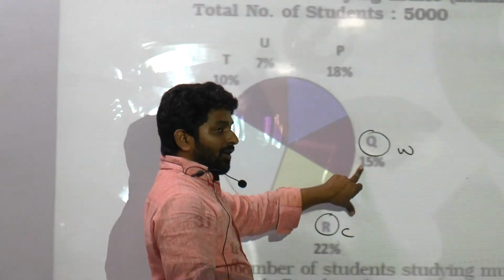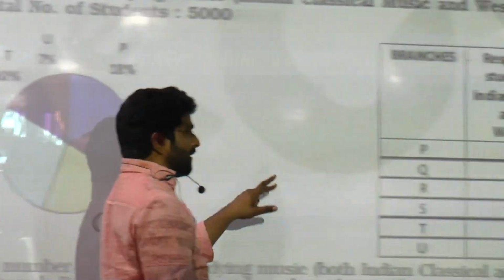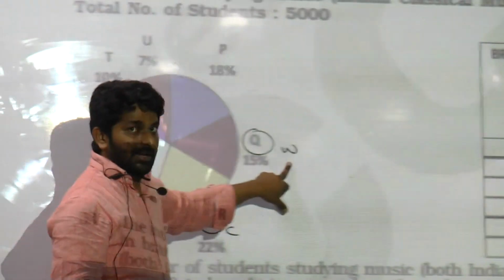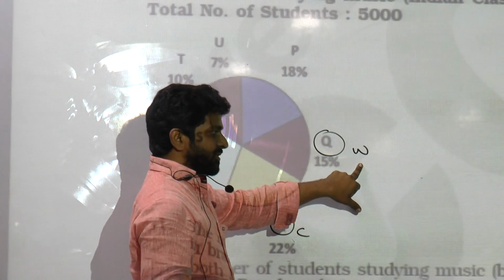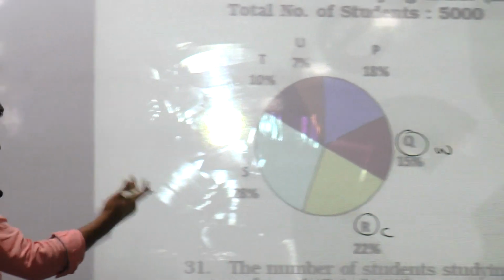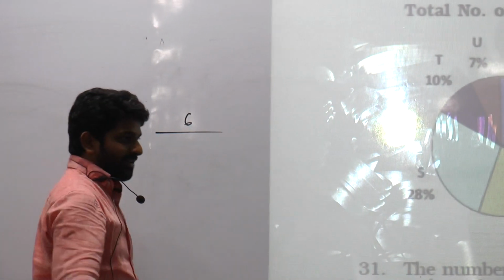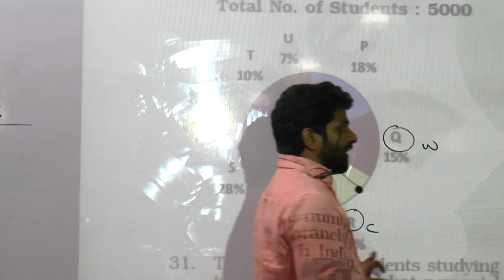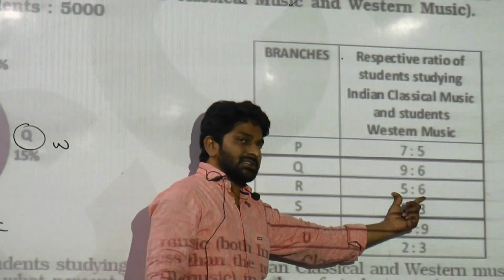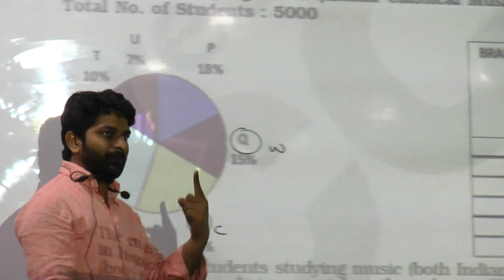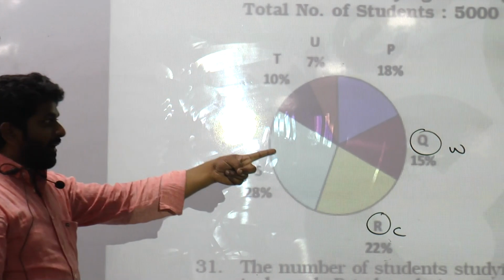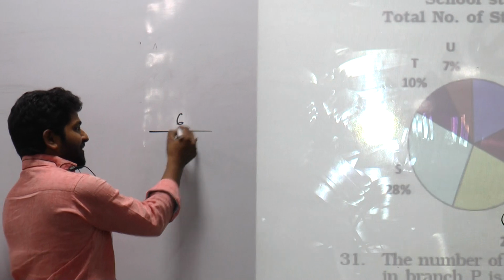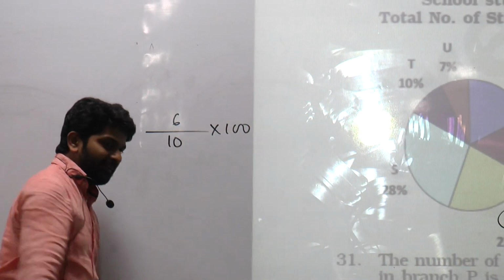From Q, it occupies a total of 15%, and in terms of parts, how many parts do we have? 15 parts. And now you need to calculate Western students. How many are there? Western music students, 6 parts, in the sense 6%. Let me write it as 6%. And then R, total we have 22%. In terms of number of parts, 11 parts. 11 parts is equal to 22%. 1 part is 2%. And classical music students are 5 parts. 5 twos are 10. 6 by 10 into 100. 60%, right?